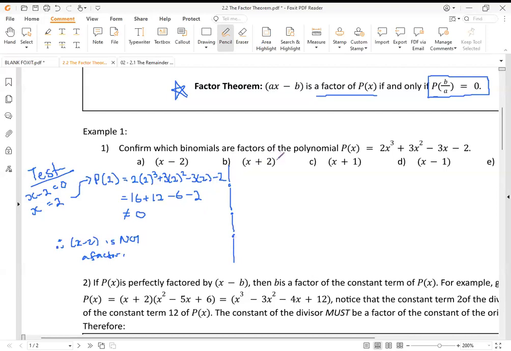X plus 2, that means the root is negative 2. What is f at negative 2? Because I don't have much space, I'm just going to calculate it. Negative 2 cubed is negative 8, times 2, negative 16. Negative 2 times 3, that's 12. Negative 2 times negative 3, that's a positive 6. And minus 2. Positive 18. Negative 18. 0. Yay. Therefore, x plus 2 is a factor.